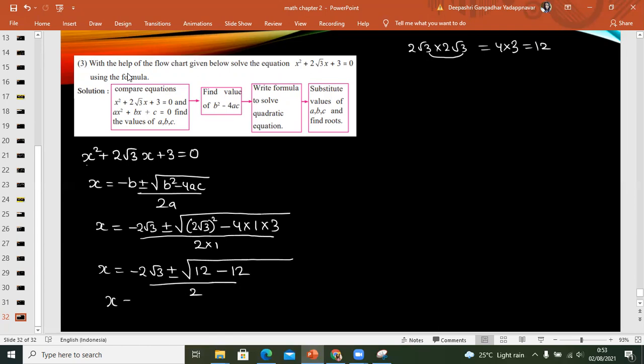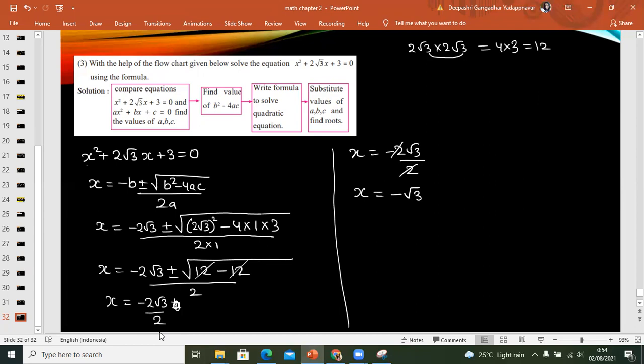Now see what we are getting: minus 2 root 3 plus or minus root of 12 minus 12, which is 0. So we will not write that, divided by 2. There is no plus or minus term here. We have only minus 2 root 3 by 2. Then x equals minus 2 root 3 by 2, this 2 and this 2 can be cancelled and the solution is minus root 3. We can write this solution as minus root 3 and minus root 3, 2 solutions.